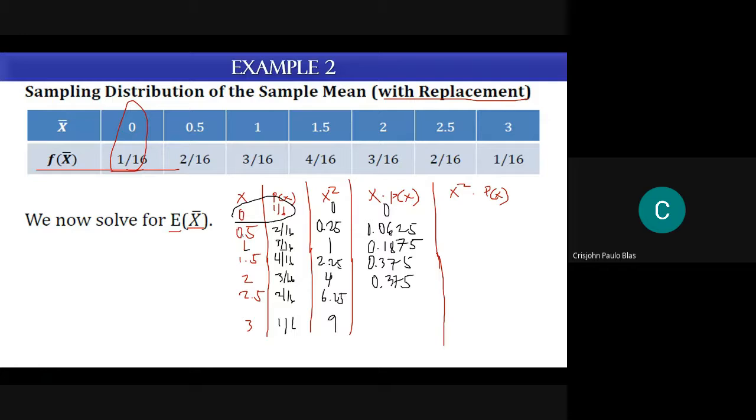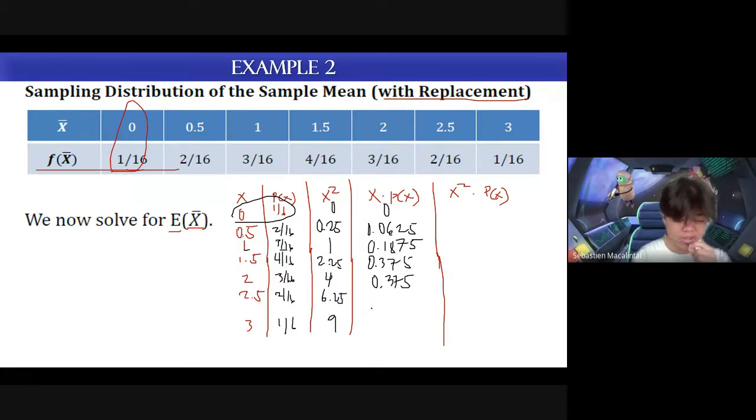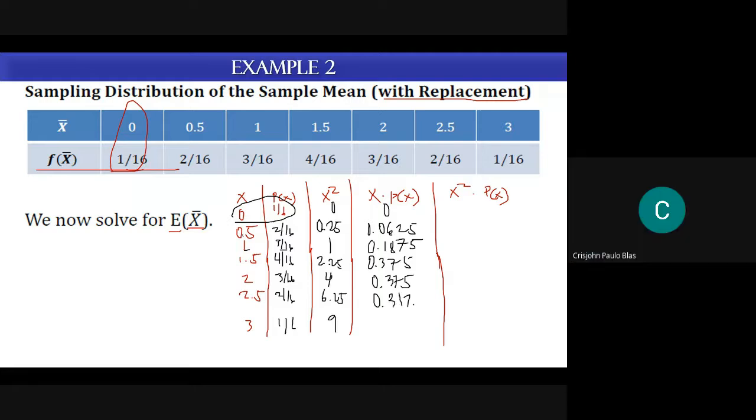Tama ba ako? Okay, next. 2.5 times 2 over 16 is 0.3125. And the last one, 1 over 6 is what? 3 over 6 pala. That is 0.5. Tama ba ako dito? Ayan.